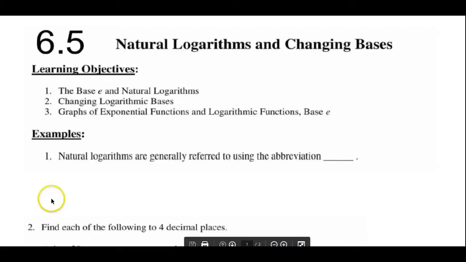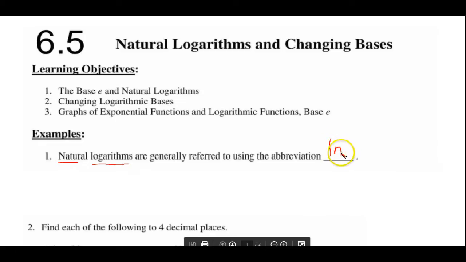Now, to start us off, we're going to take a look at item 1 here of our mini lecture. Natural logarithms are generally referred to using the initials LN. This is what you'll see on the calculator. Now you might say, how come it's backwards? Natural log, you would think it would be NL. Well, the reason is that this is from the Latin, Logarithmus naturalis, something like that.